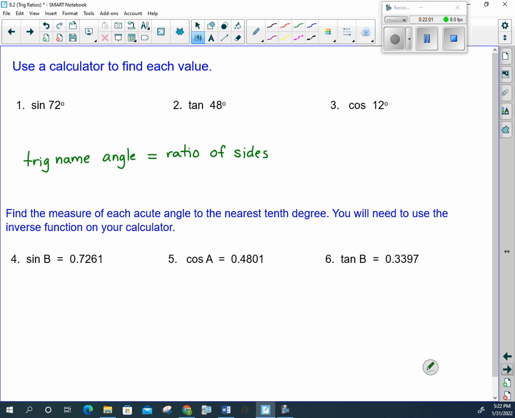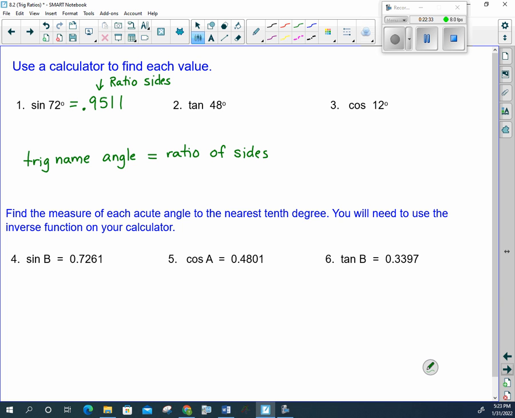So when you type in your calculator sine 72, it gives you a decimal. So make sure you're in degree mode. So this is sine of 72 degrees. And it gives me 0.951. We'll go with 11. Okay, this number right here is your ratio of your sides. That's that decimal we were getting every time. That's our ratio of our sides. When you hit the sine button, it gives you your ratio of your sides.